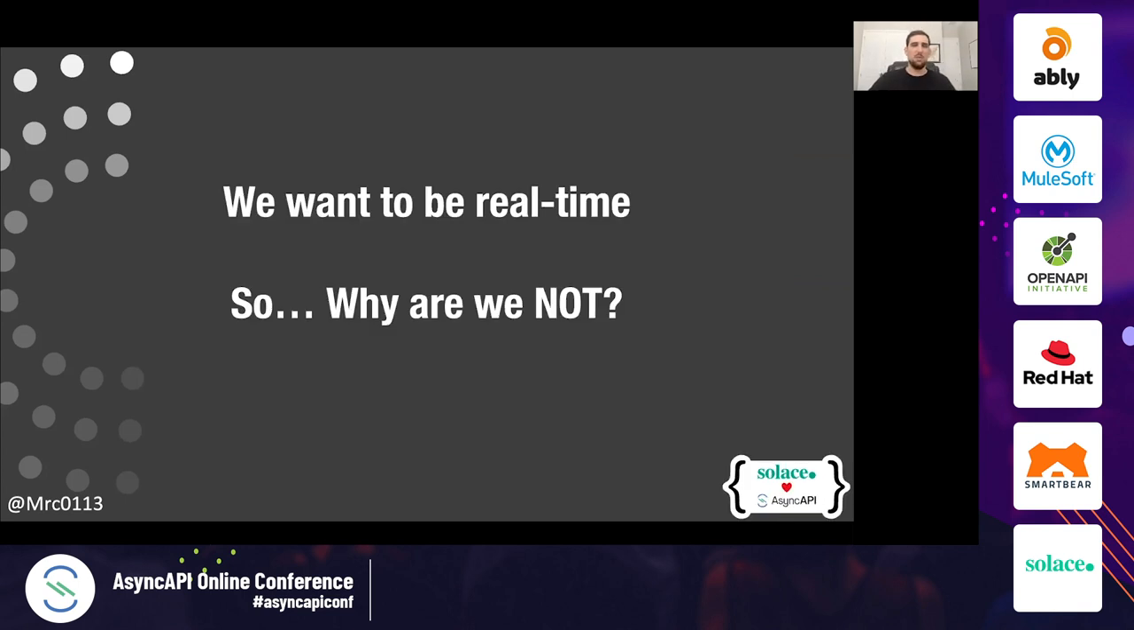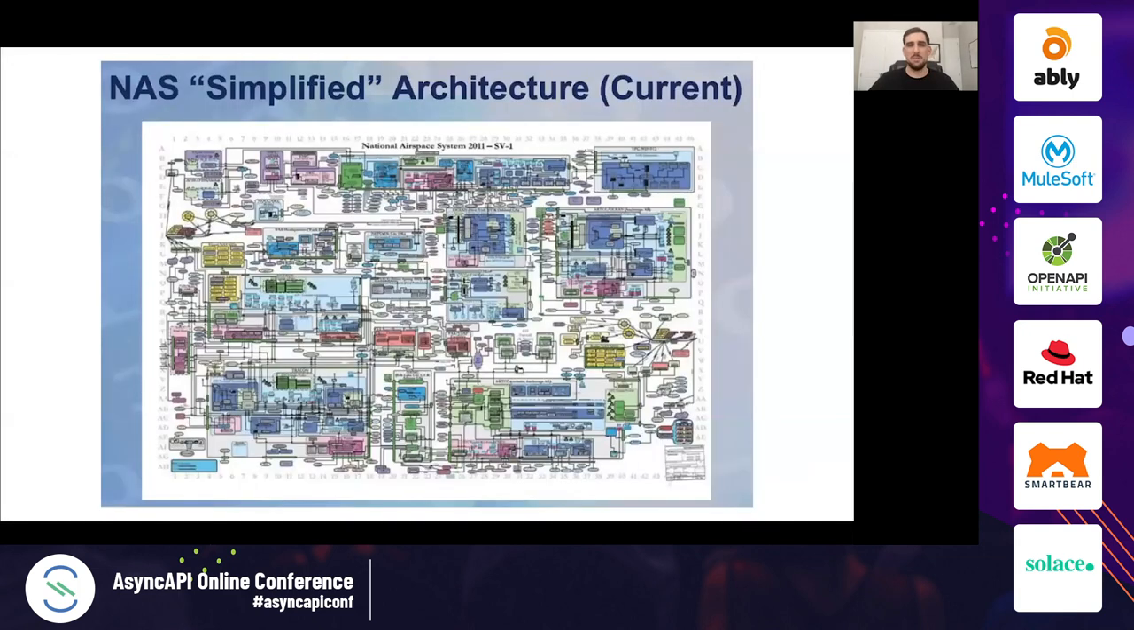So the question is, if we want to be real time, then why are we not? Why are organizations not taking advantage of this? And so the answer for that is because it's not easy. You know, being event driven is not easy. So only organizations that have actually had to become real time have been doing that.